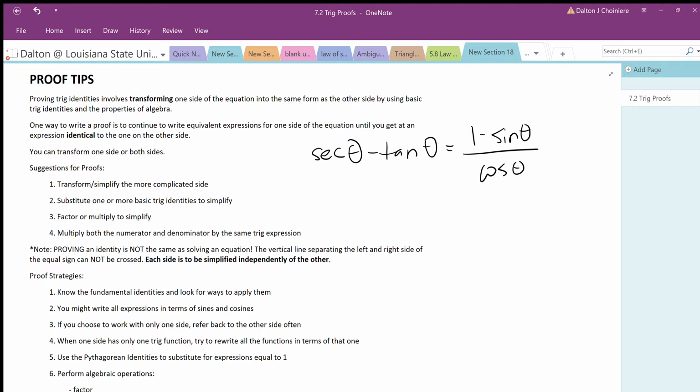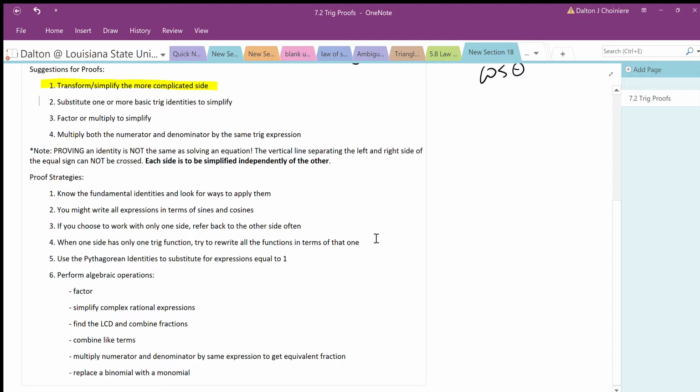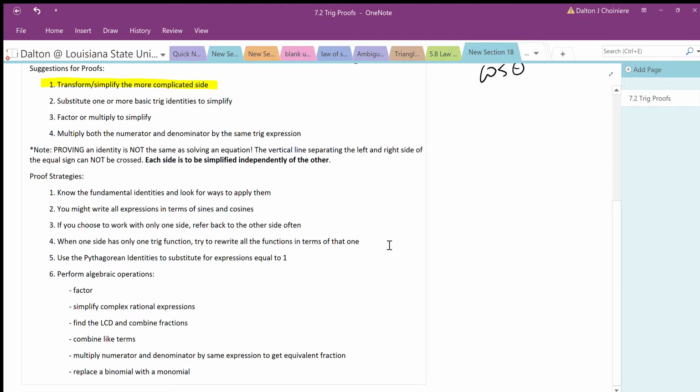So here's my biggest suggestion. We're going to do this every single time today. Whenever you get a proof, I recommend that you transform or simplify the more complicated side first. And if that doesn't get you anywhere, then you can do something to the other side. But always take on the more complicated side. You can also substitute one or more basic trig identities to simplify. You could factor or multiply to simplify. You could multiply both the numerator and denominator by the same trig expression and see what that gets you.